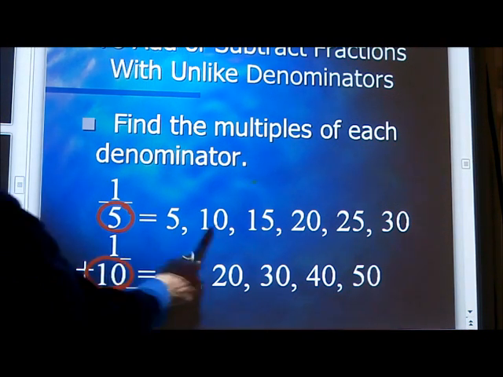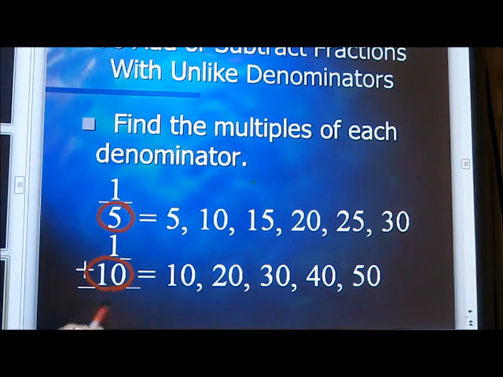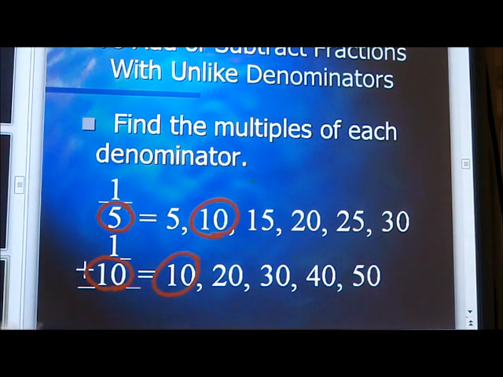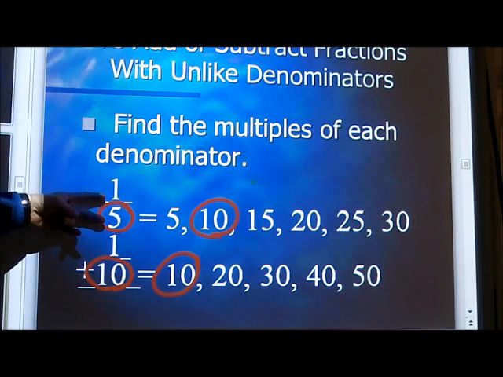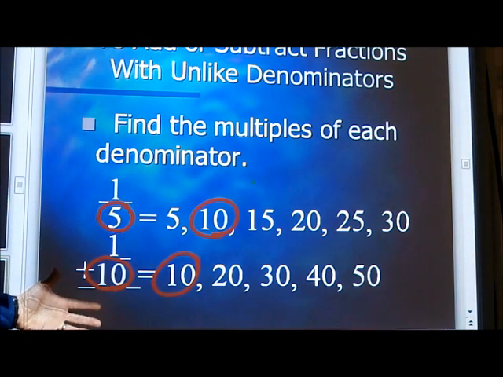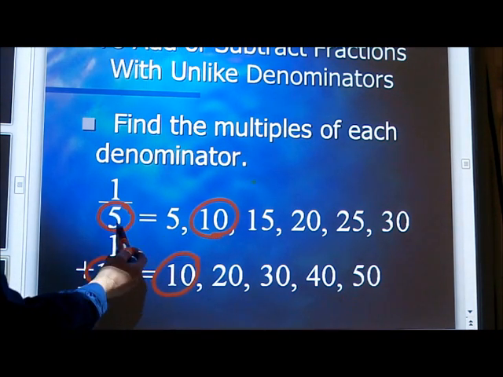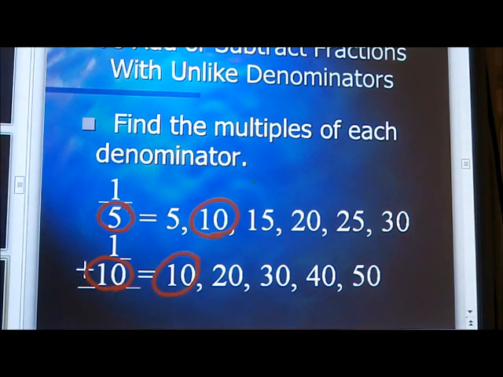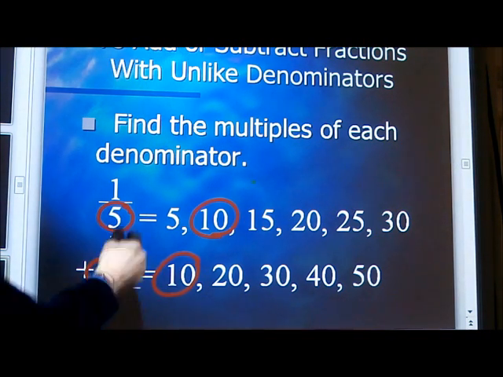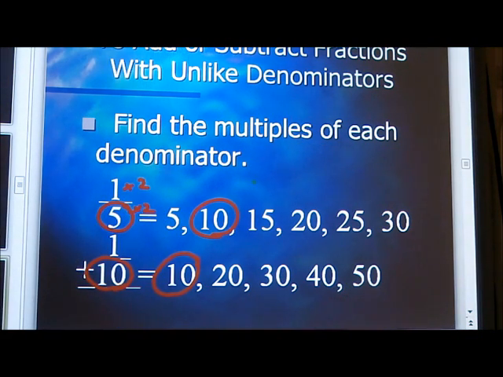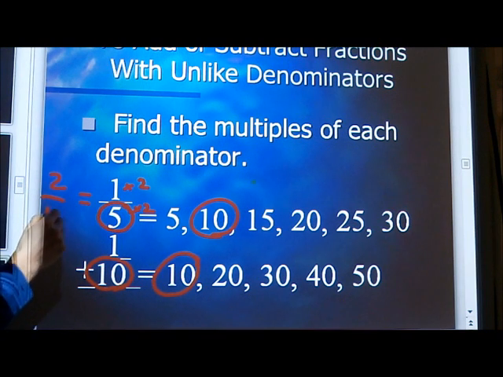So here I have 5, 10, 15, 20, 25, 30, and 10, 20, 30. So I know that 10 and 10 work. This is already 10, so I don't need to do anything with it. It already has a denominator of 10. The top one I need to make the denominator 10 so that they have common denominators. To get from 5 to 10, I have to multiply by 2. So if I multiply the bottom by 2, I need to multiply the top by 2. And when I do that, I get 2/10.